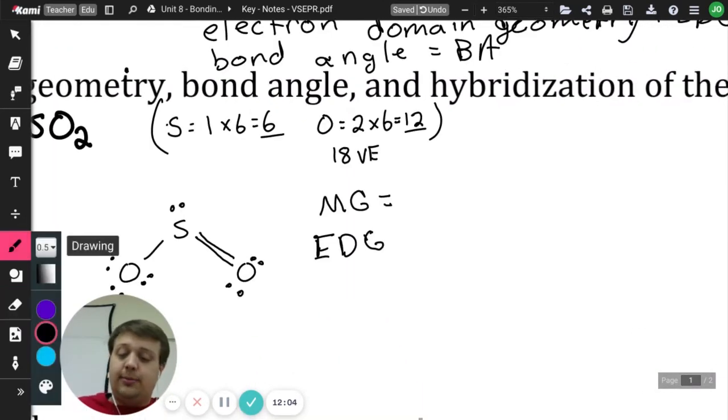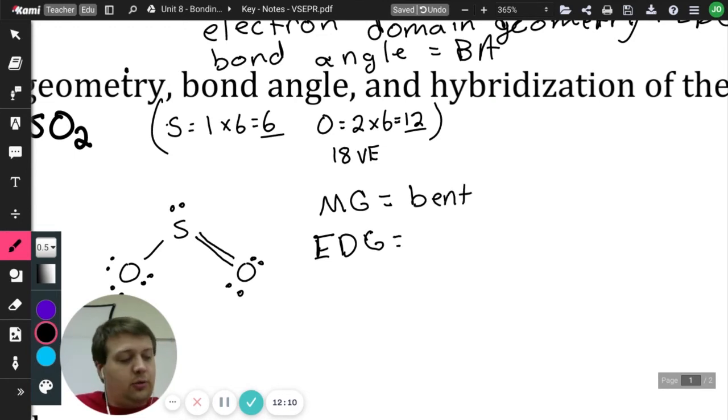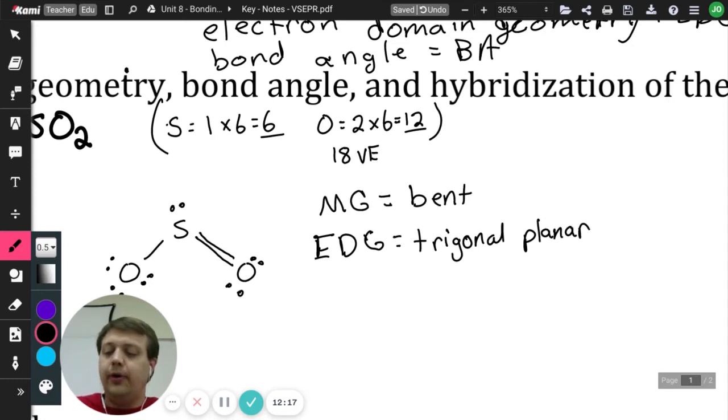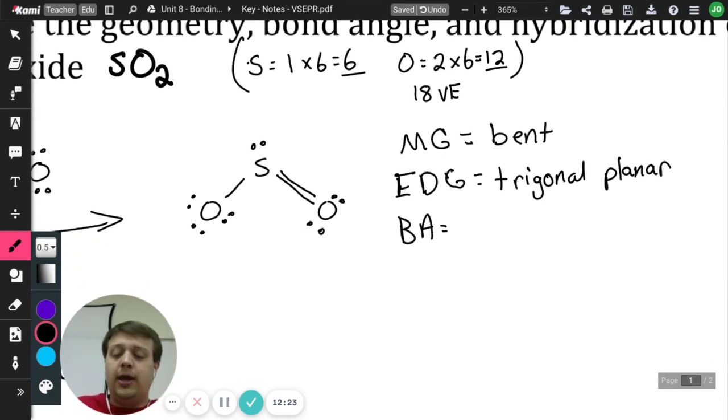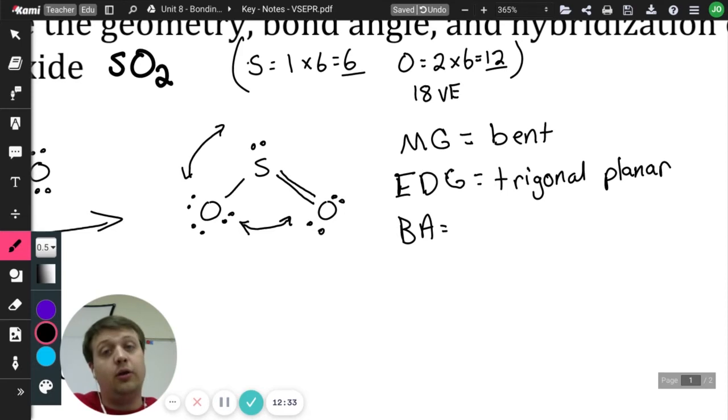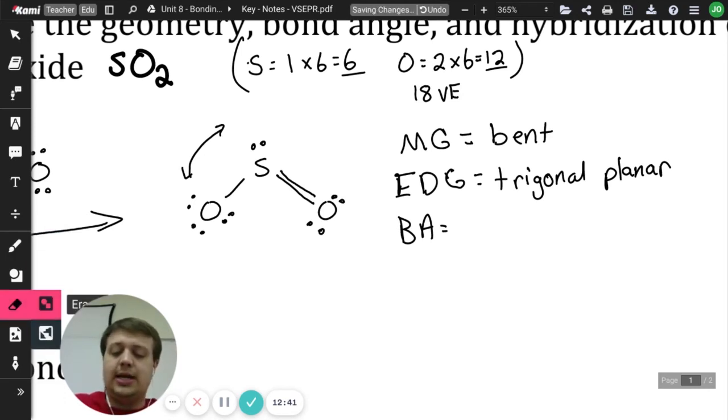So my molecular geometry was bent, and the electron domain geometry was trigonal planar. Now it also asks for our bond angle. For the bond angle, essentially we're just looking at what the angle is between these two oxygens here, and then what the angle is between this oxygen and that lone pair, and between that oxygen and that lone pair. So we're trying to figure out what these angles are.